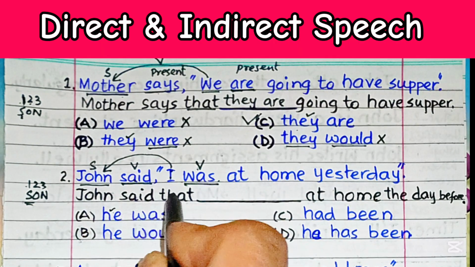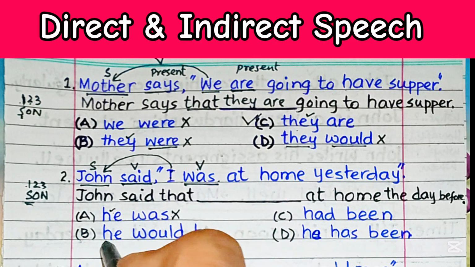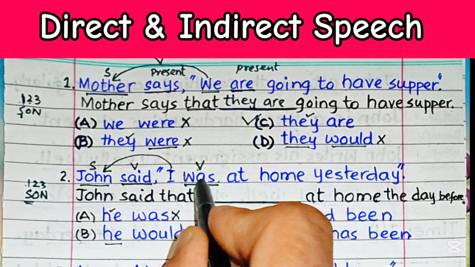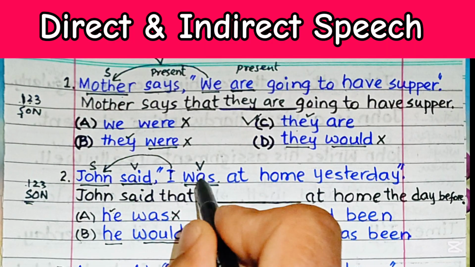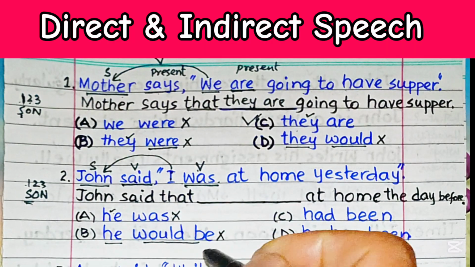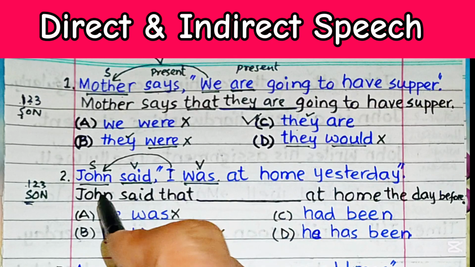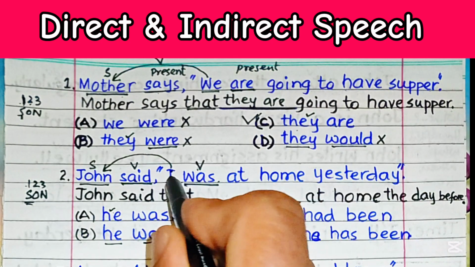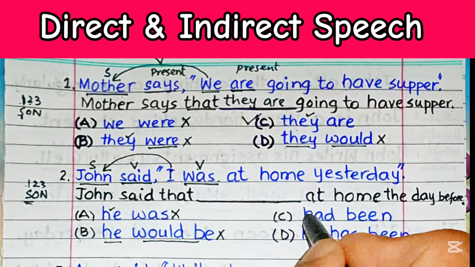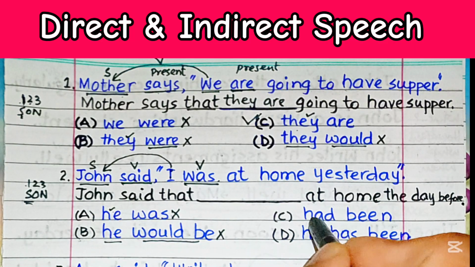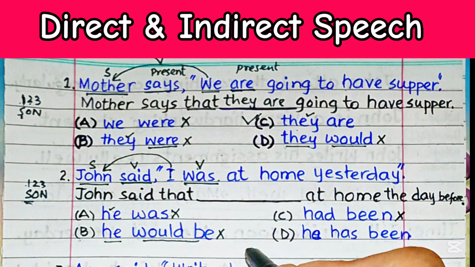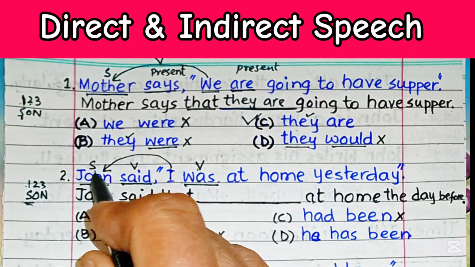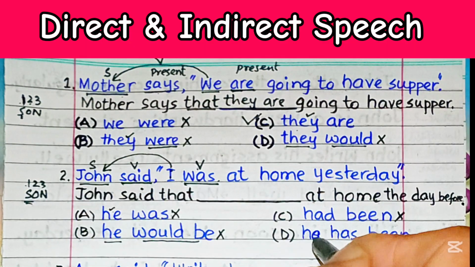Then John said that he, this is okay, would be. We don't convert was into would be once we convert it into past perfect, so this is incorrect. John said that had been. So this I is missing, means we have to put he over here, that is missing, had been. This is incorrect. John said that I is to be changed with the subject John, so this is okay, good.